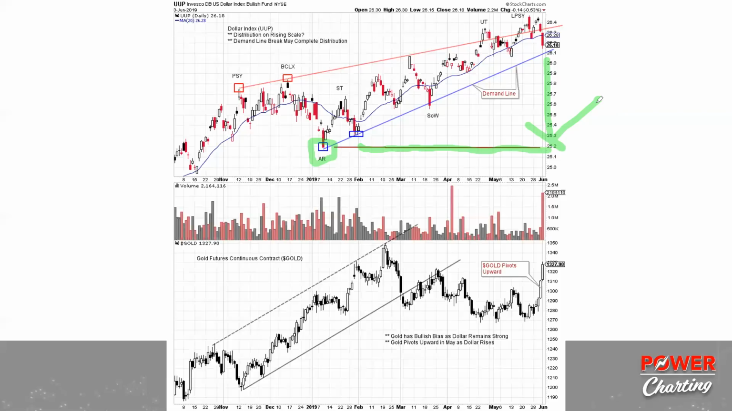Okay, so now here's the other thing I want to talk about: the gold futures contract in relation to the dollar. And so let's get into that.